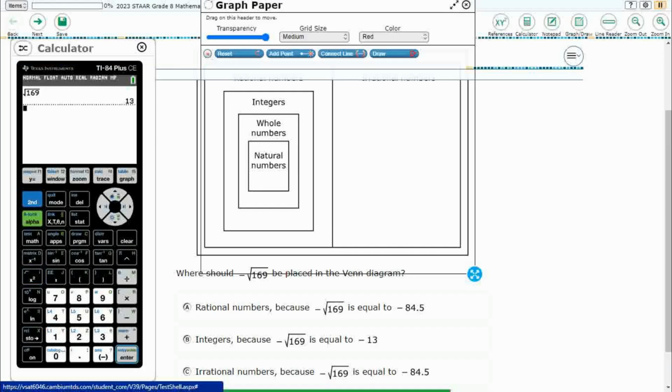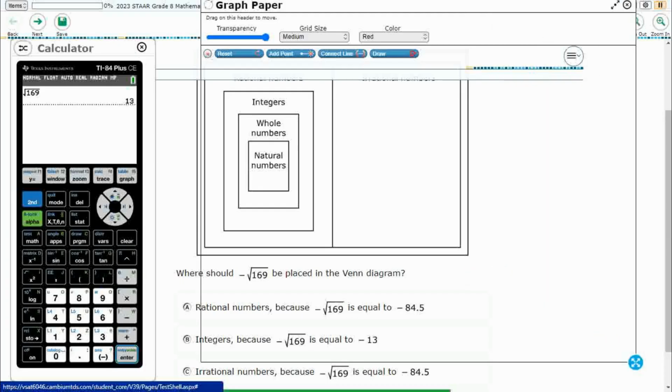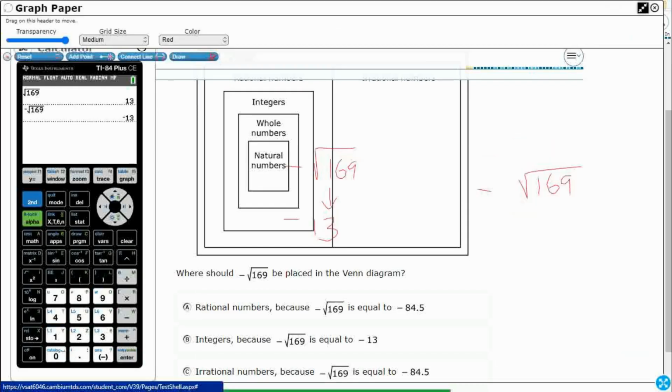Right, and that's 13. So what we're going to notice is that the negative square root of 169 is going to give us negative, and then that's going to simplify to 13. We could also do it all together, negative square root of 169, and that's also going to get us negative 13. So either way, we're going to get that negative 13. Then we have to interpret where does that go. All right, so how can we figure that out?